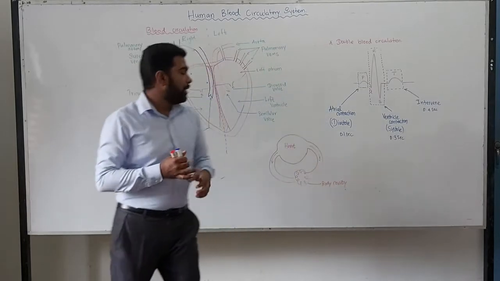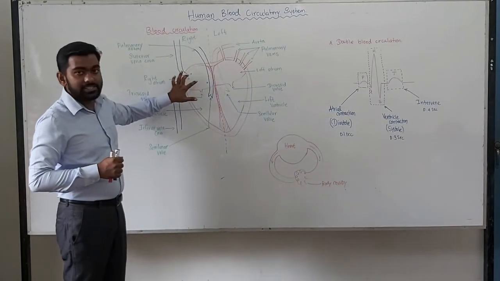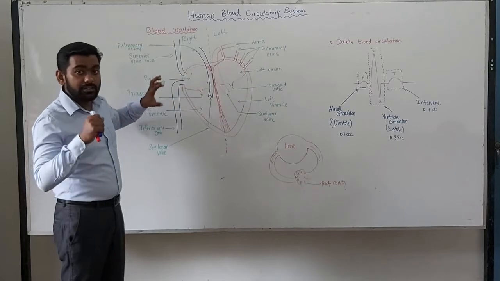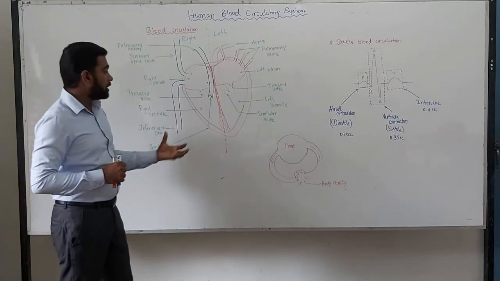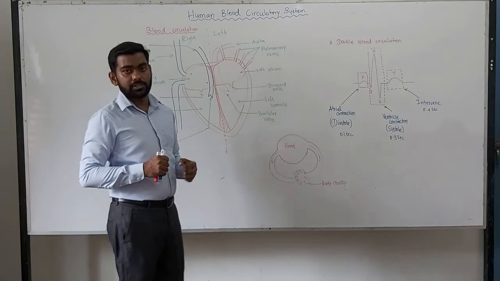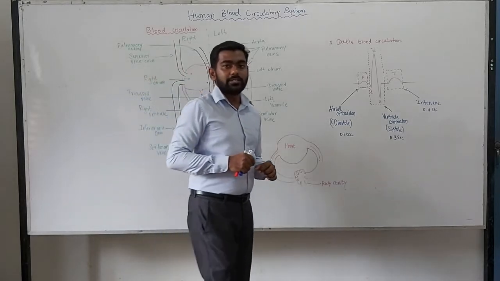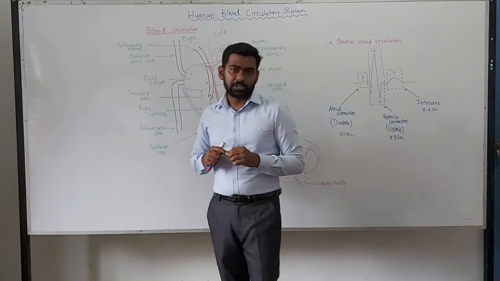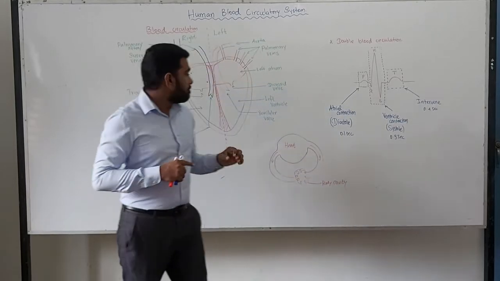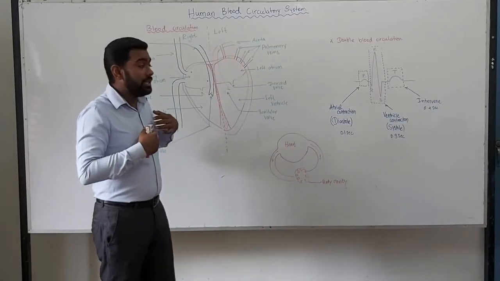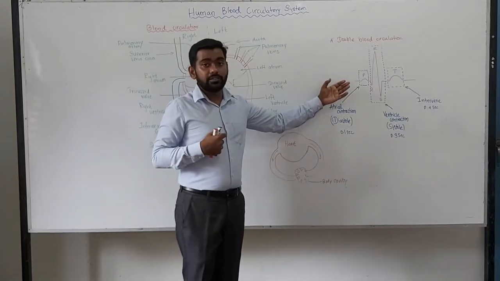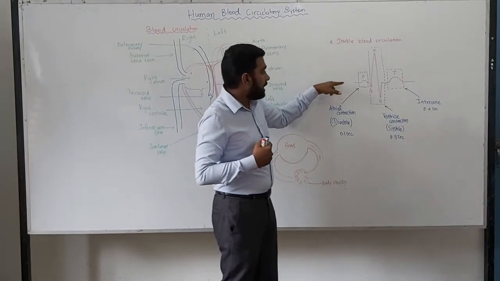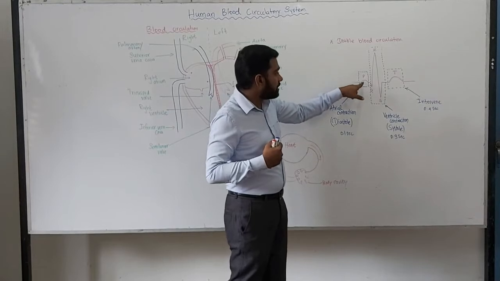So I told you there are two nodes, SA node and AV node, and they are giving electric signals and it causes contraction of muscles. They are giving electric shock, right? Very small electric shock, and that causes a contraction of the cardiac muscles. And by fixing electrodes to our body, we can take it into a graph. This is that, right? You can see there's a line.